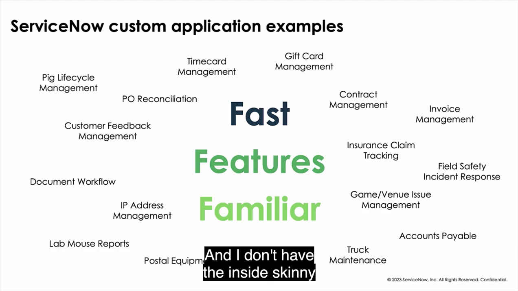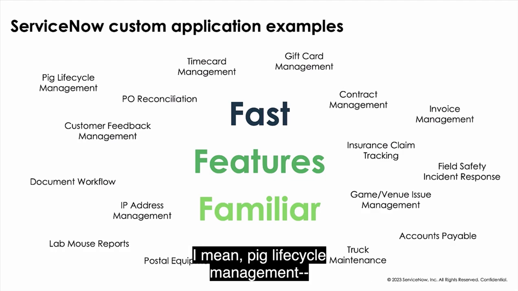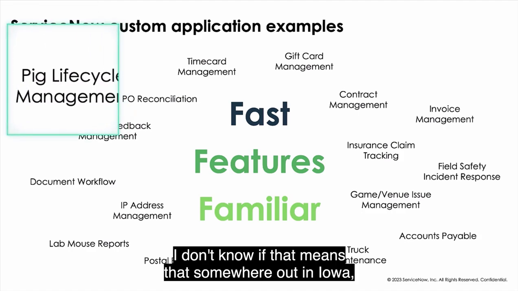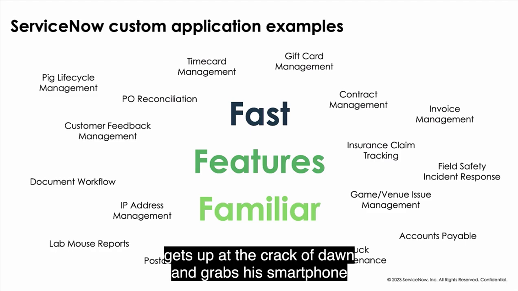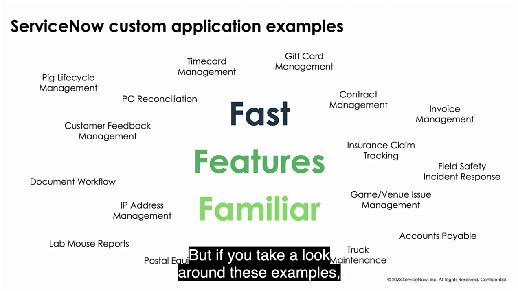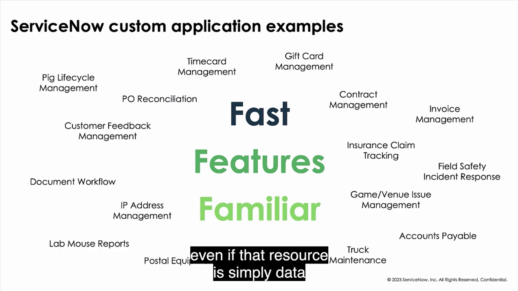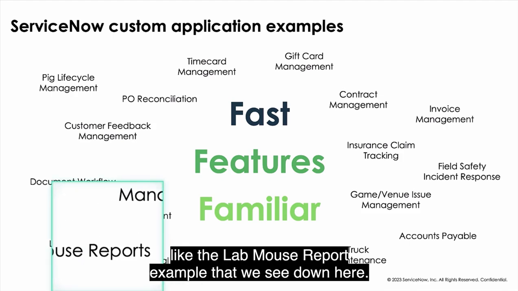Now, not to be too transparent with you, but this slide has been in this course material for a long time, and I don't have the inside skinny on where some of these application examples come from. I mean, pig lifecycle management. I don't know if that means that somewhere out in Iowa there's a farm, and Hank the pork farmer gets up at the crack of dawn and grabs his smartphone and gets a notification saying that it's time for one of the pigs to retire, so to speak. I don't know. But if you take a look around these examples, notice that there's some common threads of things like logistics. Things like the management and procurement and delivery of resources, even if that resource is simply data that needs to be crunched in interesting ways, like the lab mouse report example that we see down here.